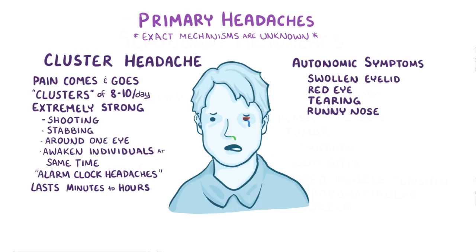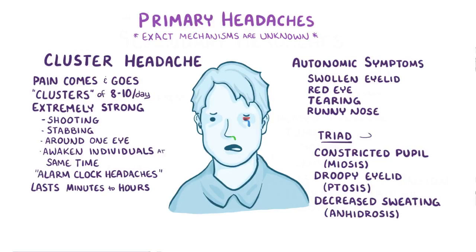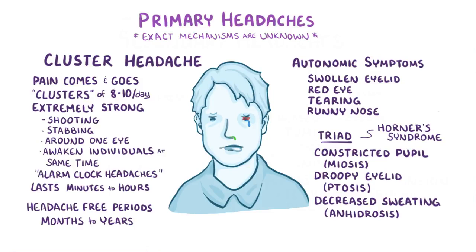Some individuals develop a certain triad of symptoms, a constricted pupil or miosis, droopy eyelid or ptosis, and decreased sweating or anhidrosis, and together this is called Horner's syndrome. Some individuals have headache-free periods that can last months to years. Finally, cluster headaches are more common in men, and there are usually no clear triggers.